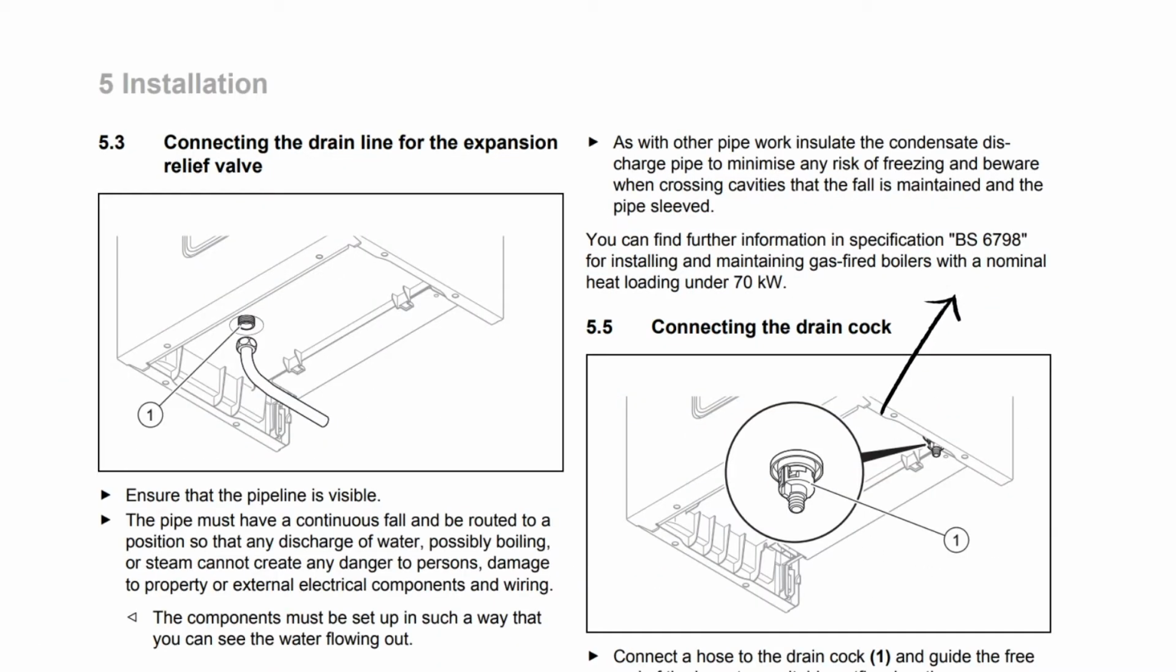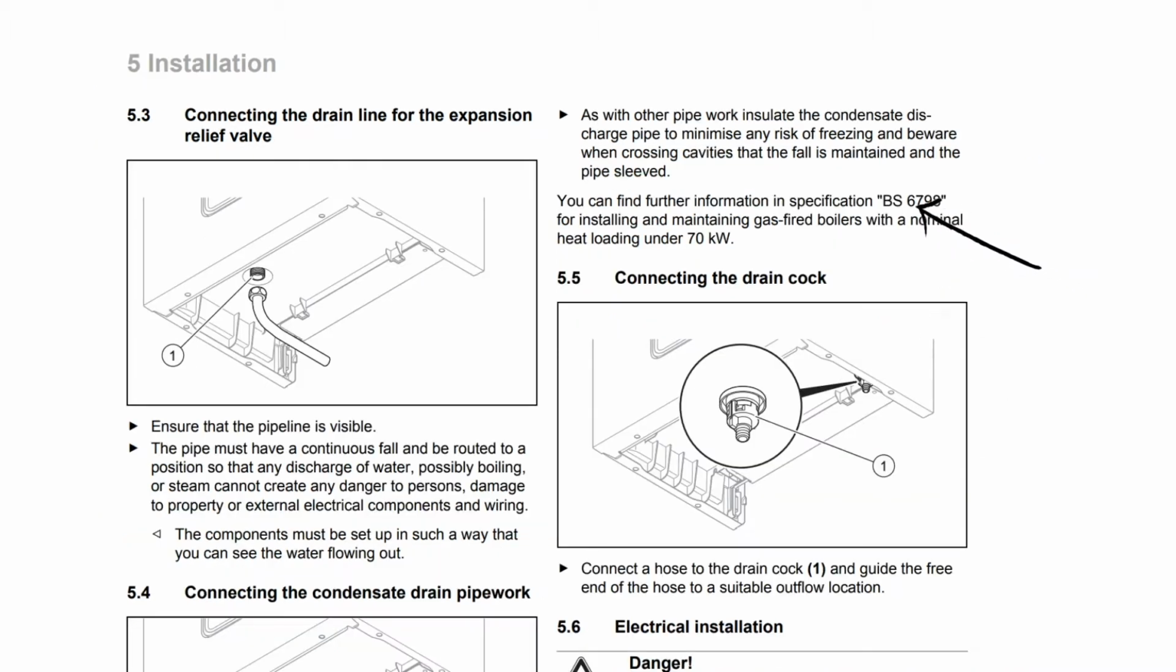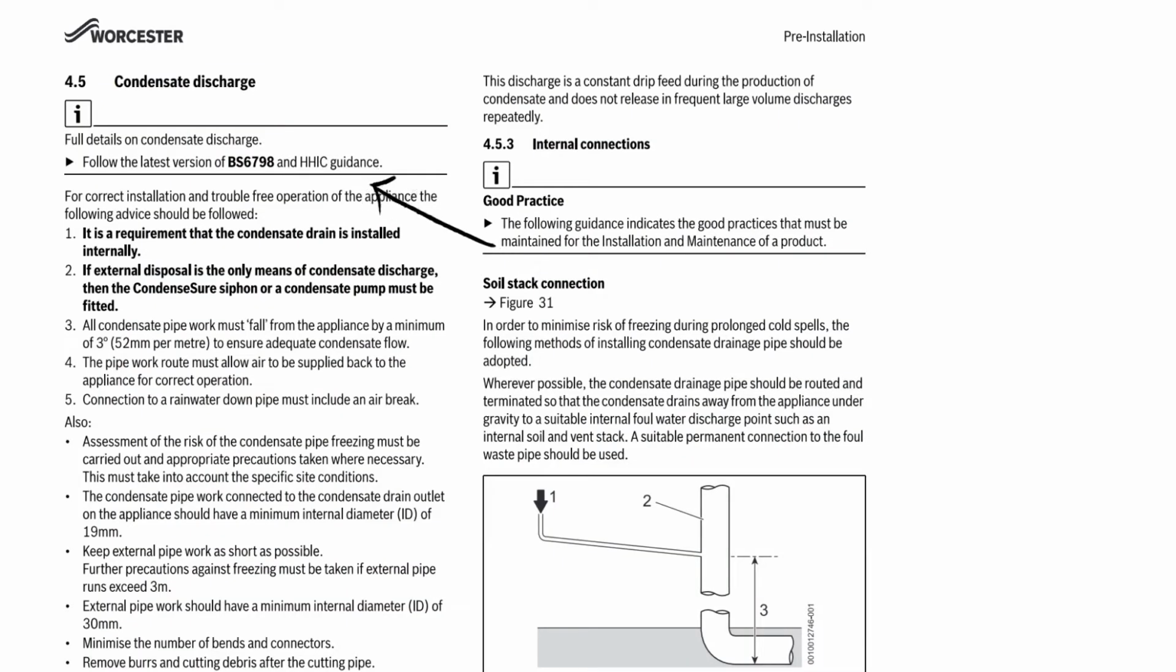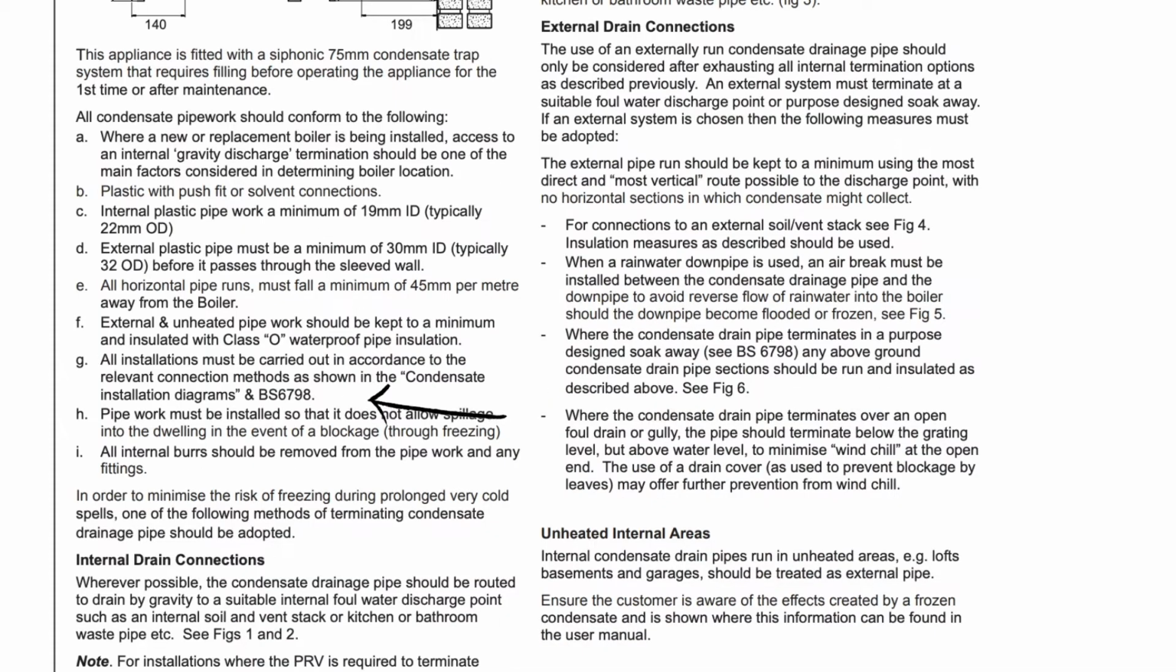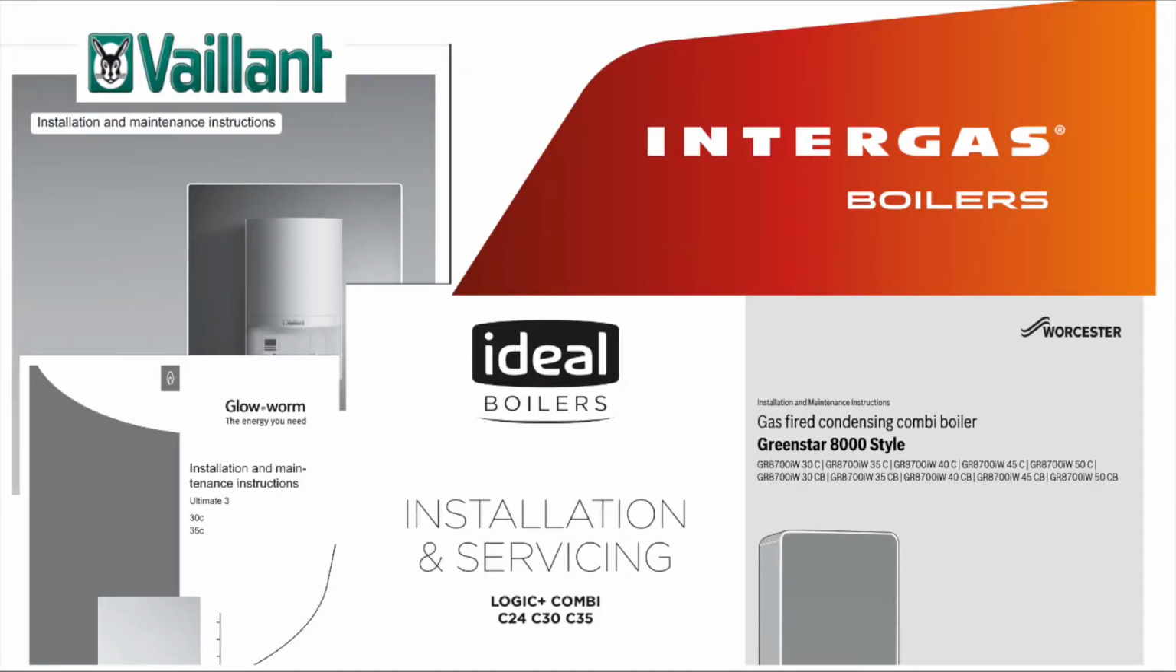Also, we have added some parts of the boiler manufacturer's instructions that do supersede British Standard 6798. And as you can see, most of the boiler manufacturer's instructions do relate to British Standard 6798, and then they could have some differences. So it's always good to see the British Standard and also the manufacturer's instructions.